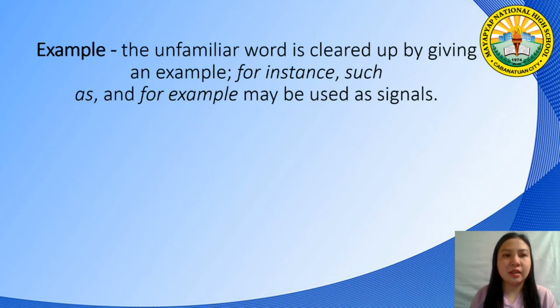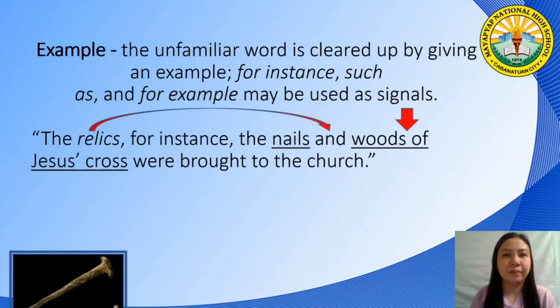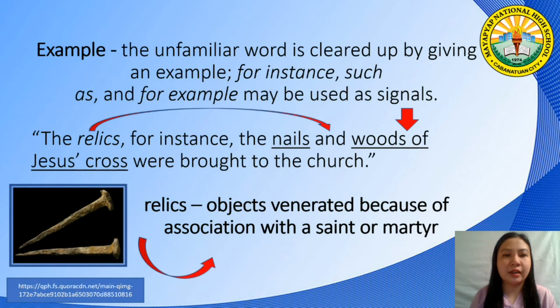Last but not the least is example. The unfamiliar word is cleared up by giving an example. For instance, such as, and for example may be used as signals. Let's look at this sentence. The relics, for instance, the nails and woods of Jesus' cross, were brought to the church. Those underlined word and phrase serve as examples in order to define the italicized word. Meaning to say, when we say relics, they are objects venerated because of association with the saint or martyr.